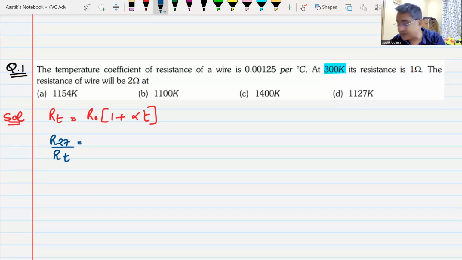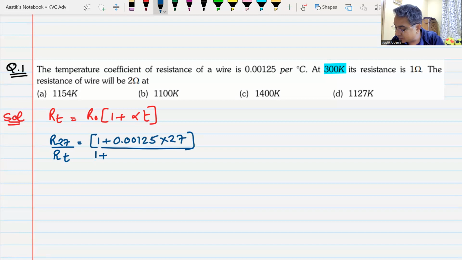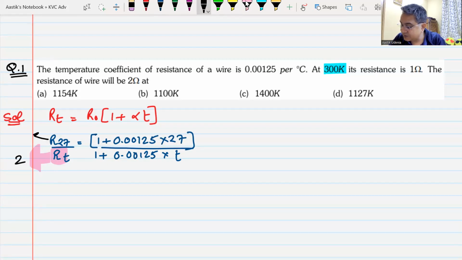Divided by resistance at temperature T. I don't know what that temperature is; I have to find out that temperature. R naught will get cancelled. 1 plus alpha times 27, that is 0.00125 multiplied by 27, divided by 1 plus 0.00125 into T. And this RT is given as 2, and this is given as 1. So 1 by 2, you should get the answer.